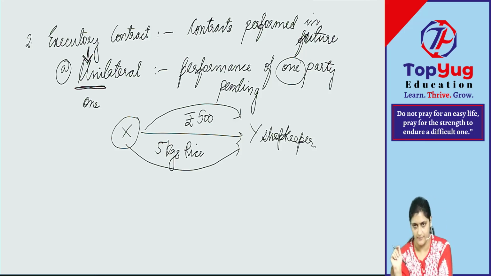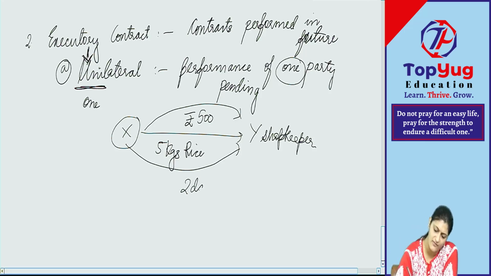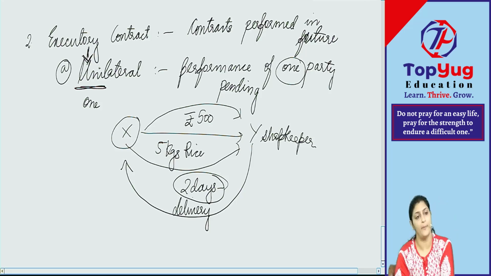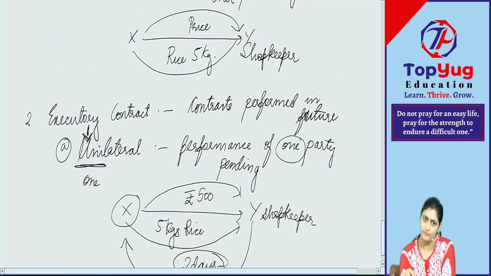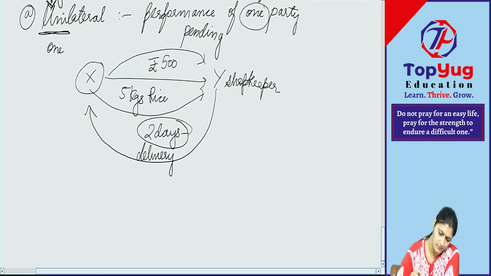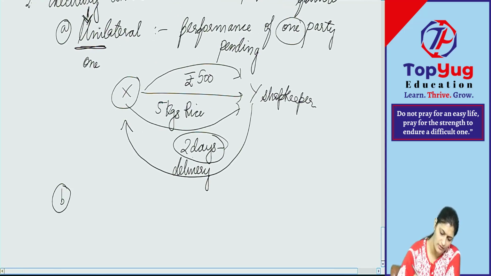Now, after 2 days, what happened? Rice was available. So what did Y do? Y delivered the rice to X. Delivery was done after 2 days. This executory contract after 2 days will become an executed contract. Is this point clear? Why is it executory? Because performance is pending. Once performance is done, then executory will no longer be executory, it will become an executed contract. Clear with this? Okay.